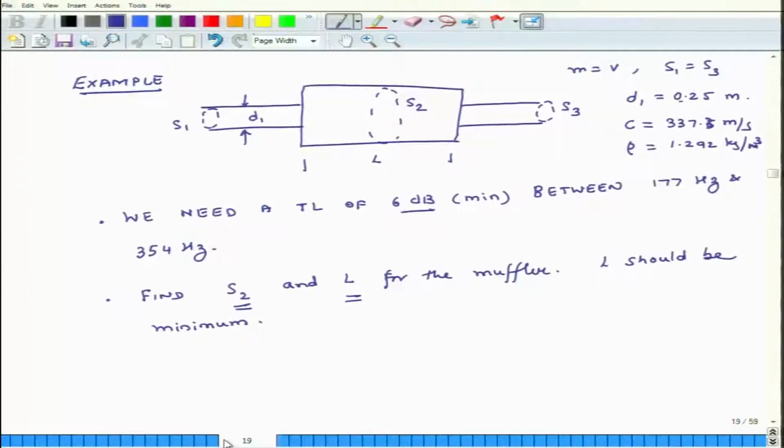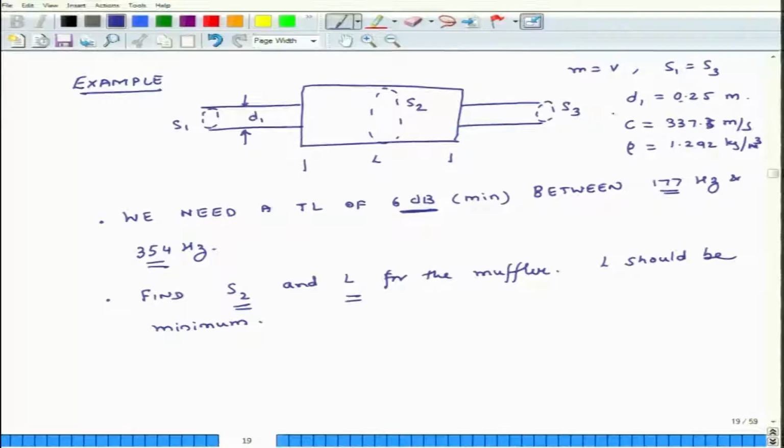So, yesterday we had introduced this problem where the statement was that we have to design a single chamber expansion muffler, and specifically we are expected to determine the cross sectional area of the chamber, which is S2, and its length, such that we have a minimum transmission loss of 6 decibels. It can be more, but minimum transmission loss of 6 decibels between 177 hertz and 354 hertz. And in this process we have to make sure that the length of the chamber is as small as possible.